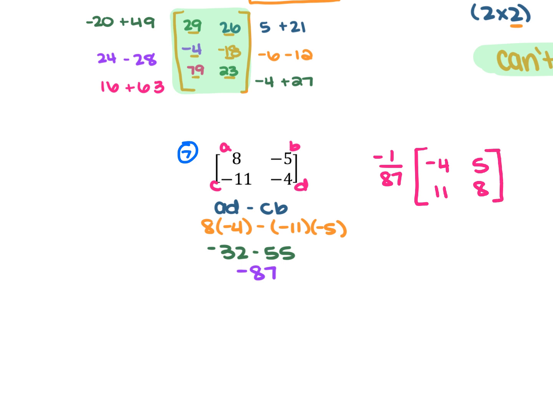So we just multiply in that negative 1 over 87. And that's going to give us 4 over 87. Negative 5 over 87. Negative 11 over 87. And negative 8 over 87.